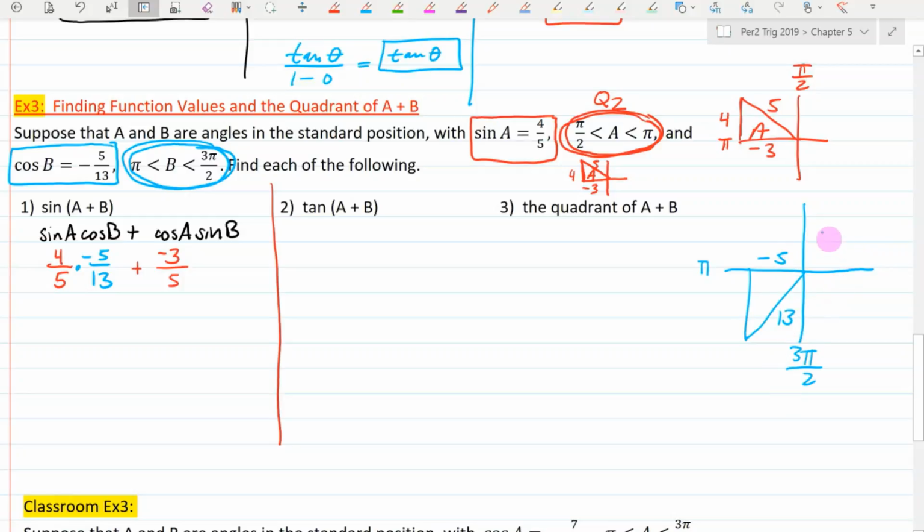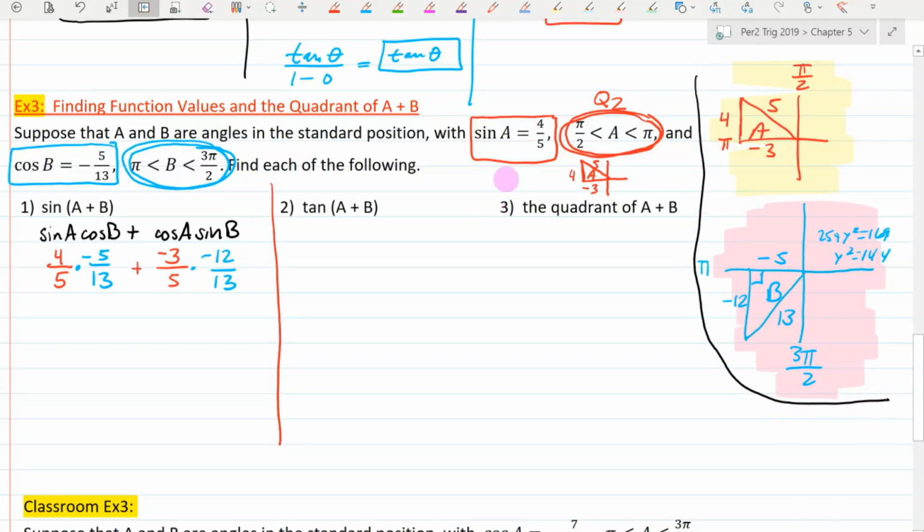And if you do Pythagorean theorem here, 25 plus y squared equals 169, y squared equals 144. So this is negative 12 for the y part. So sine is negative 12/13. All right, so this is A, and this is B. All right, so that's important. And then this will be an easy question. You don't really need a lot of room. I'll explain that in a minute.